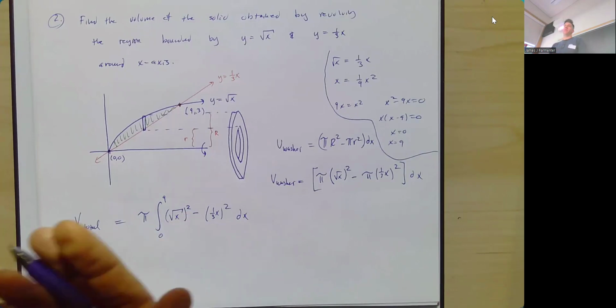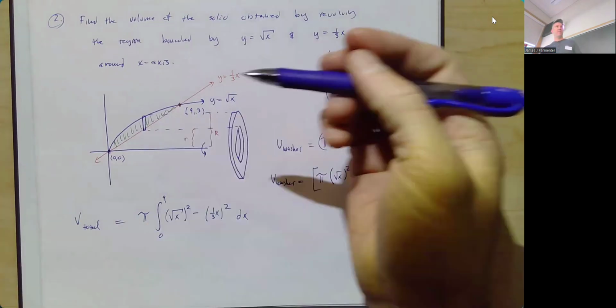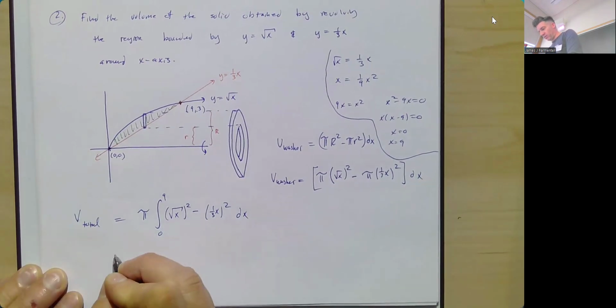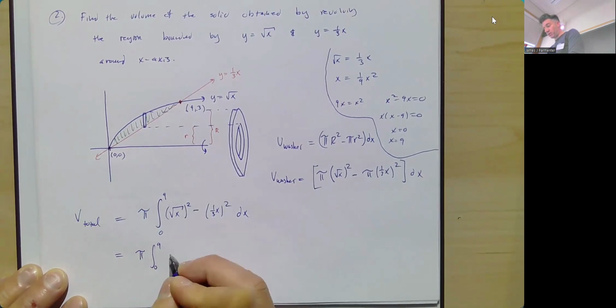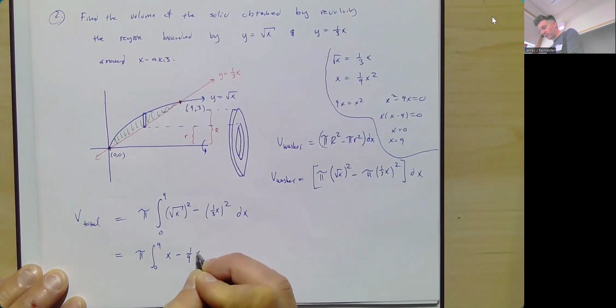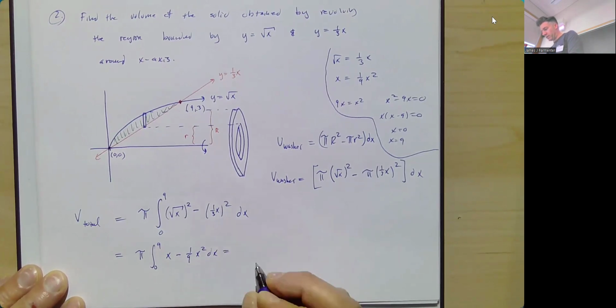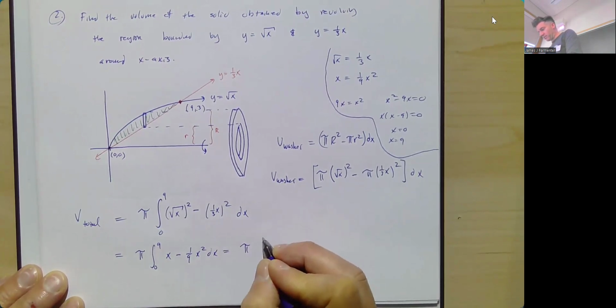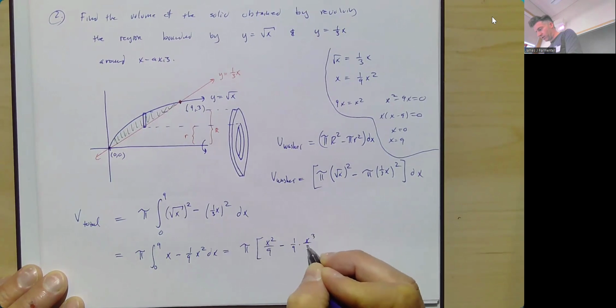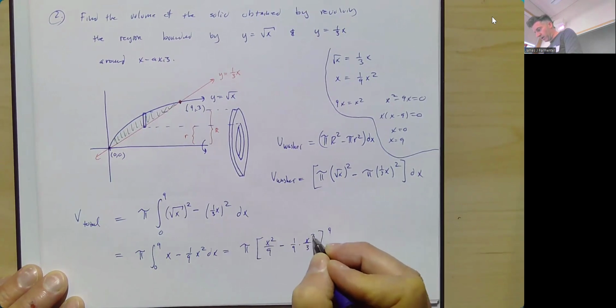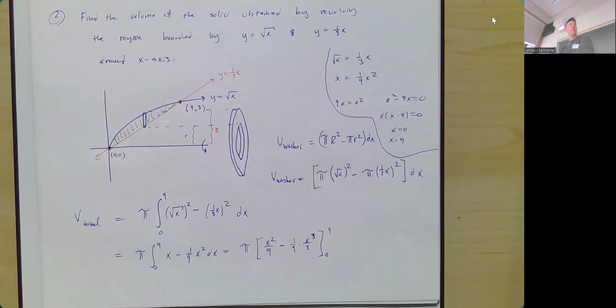Cool. You can see it in the picture, really, right? You can see that there's all this space. And then, doing the work, square root of x squared is x, and 1/3 x squared is 1/9 x squared. We integrate, we get x squared over 2 minus 1/9 times x cubed over 3, from 0 to 9. Now here's a great place to make some smart moves.